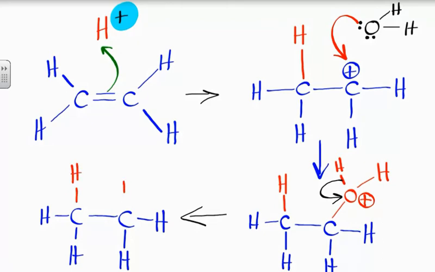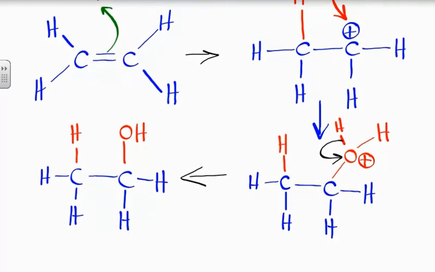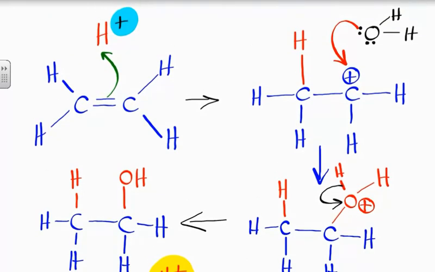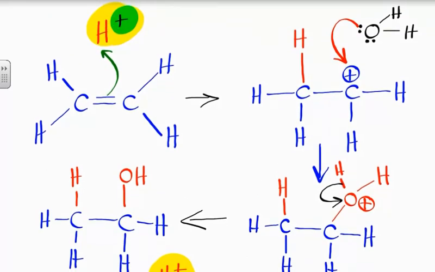So here's the ethanol. In water, in red, there's the water, and not forgetting, we end up with a hydrogen ion that we started with at the beginning of the mechanism. So there it is, we've regenerated the hydrogen ion that we had there, showing it's a catalyst.